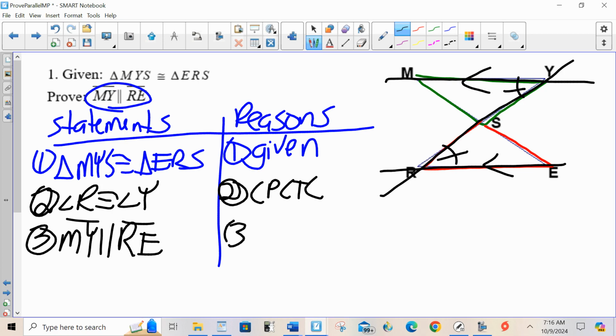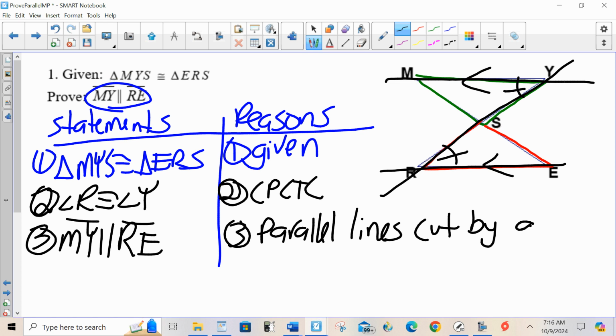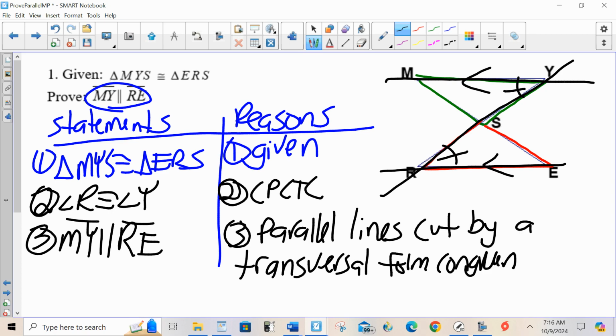Parallel lines cut by a transversal form congruent, and they are both inside, so that is alternate interior angles.